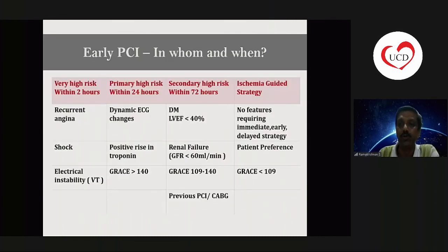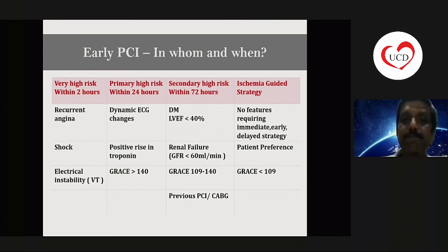So what should you do? I have given enough lectures, so what should we do? I think if there is a very, very high risk, like recurrent angina within 2 hours, if there is shock and electrical instability, within 24 hours, the patient has dynamic changes, a positive rise in troponin, and a GRACE score of greater than 140. If there are secondary high-risk features like diabetes, LV ejection fraction less than 40%, renal failure, and a GRACE score of 1, all these should get intervention within 72 hours, and low-risk patients should preferably go for an ischemia-guided therapy.